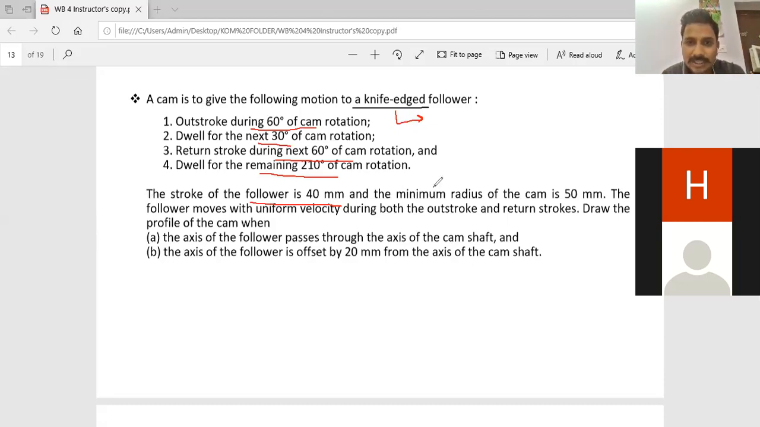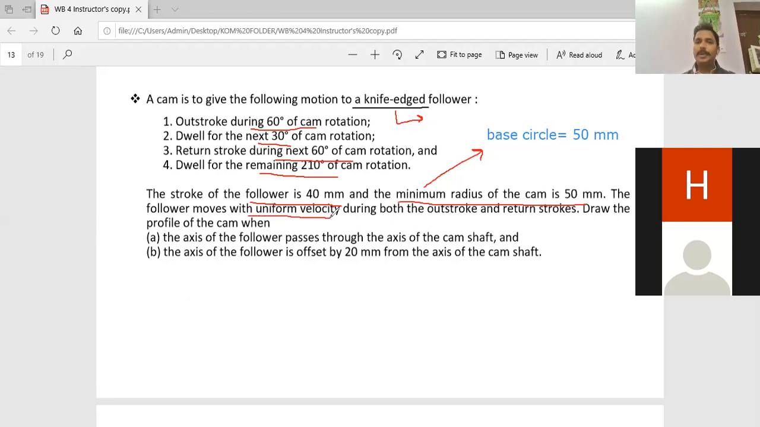And the question says the minimum radius of the cam is 50 mm. Now what is called the minimum radius? Whenever this term is used, you should always take it that the base circle radius is given to you, because the minimum radius of the cam is also called the base circle radius. So the base circle is given to you as 50 mm. Any doubt in this to anyone? No, sir.